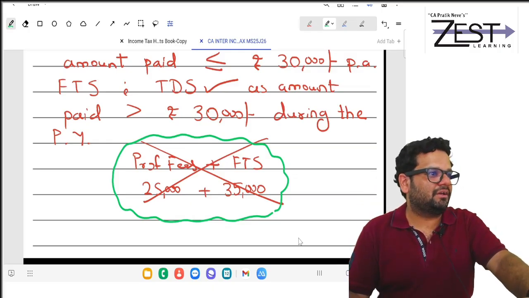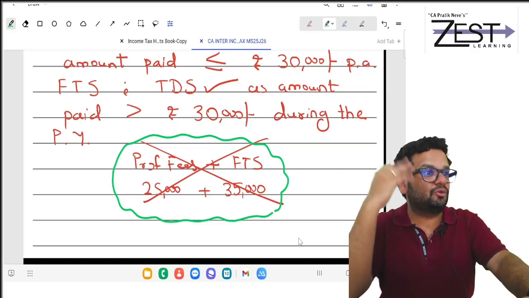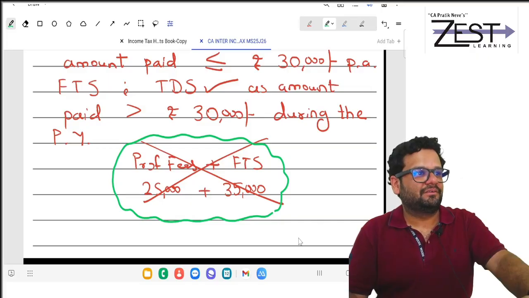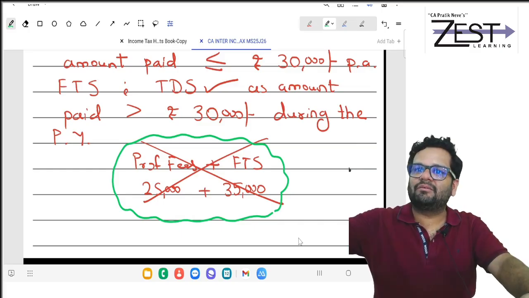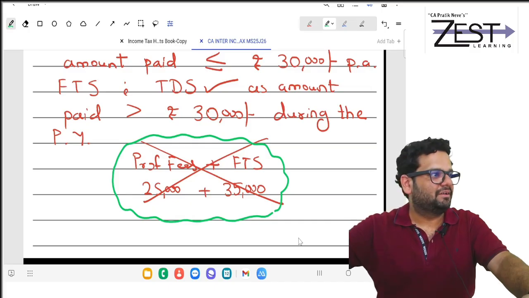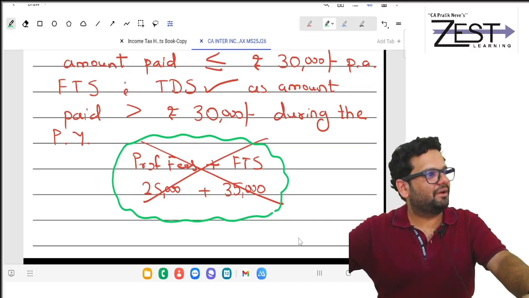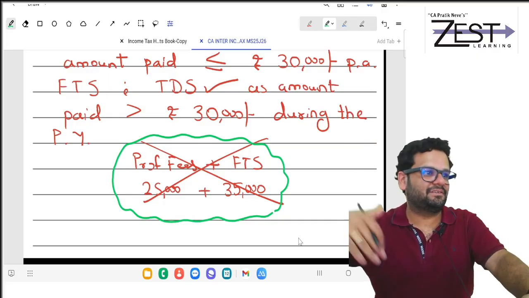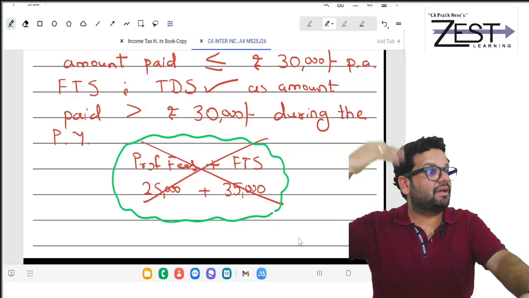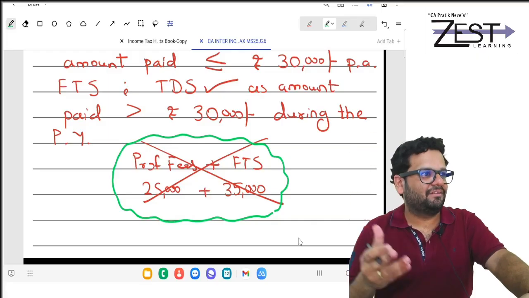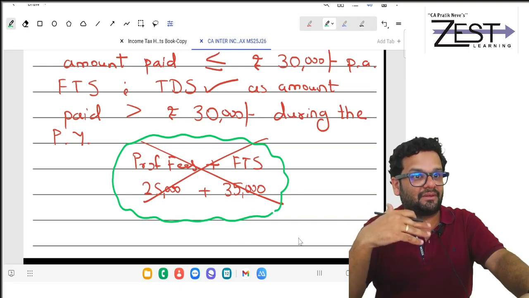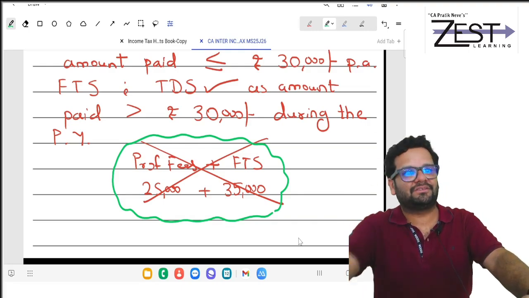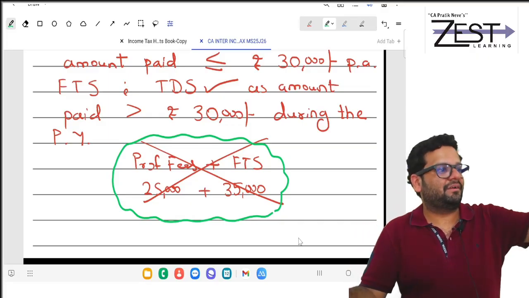Over the past 16 years, I know student psychology. Some people will have an understanding problem. Some will have a retention problem. Some will have a patience problem. There are different categories of problems. So we have come up with one model that will take you through all this journey till the end.